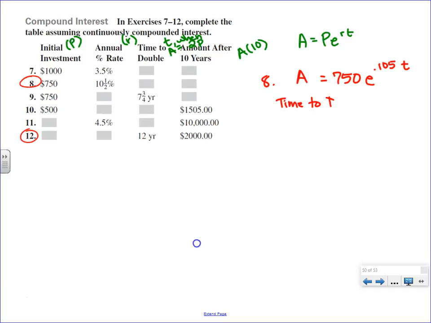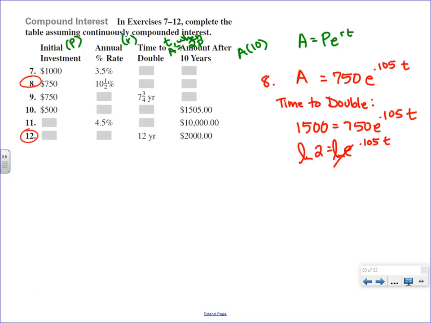1500. Time to double. If it doubles, that means it goes from 750 to what? 1500. We can solve for T now, right? Since we know it's double, divide by 750, it's a 2. We just talked about how you undo an e. That reduces that away. We can do 1 over 0.105 ln of 2 equals T.